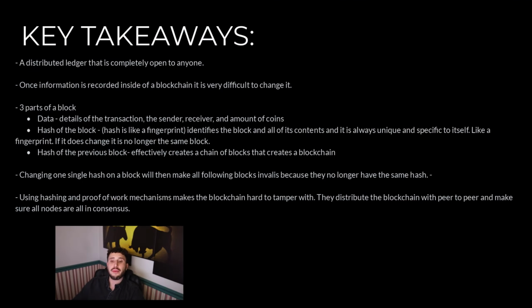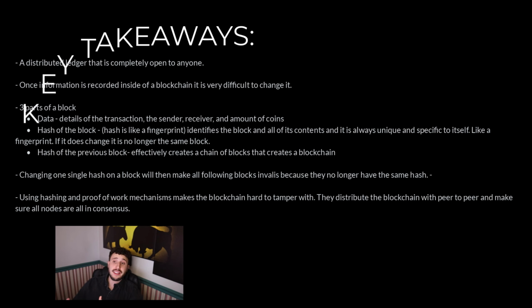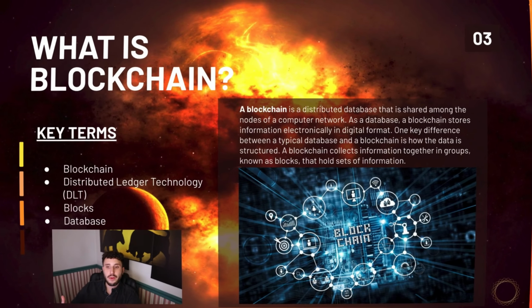Then you have the hash of the previous block. Effectively, that's what creates a chain of blocks. That's why they call it blockchain. So changing one single hash on a block will then make all the following blocks invalid. There's three things: the details of the transaction, the hash, and the previous hash. If the hash of one of them changes, then that's going to affect all the other ones. It breaks the system if somebody tries to manipulate one of the blocks.